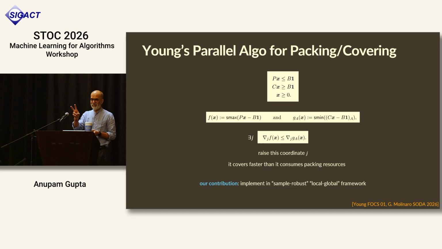Unfortunately, the only two examples I know currently are packing covering and load balancing. So I don't know how to generalize yet, but I think this idea should be useful. It has to be sample robust, basically.